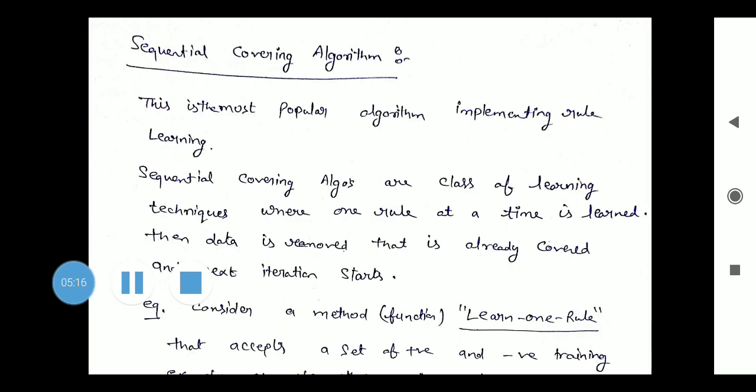So now we are going to discuss the sequential covering algorithm. Sequential covering algorithms are a class of learning techniques. This is the most popular algorithm to implement the learning.